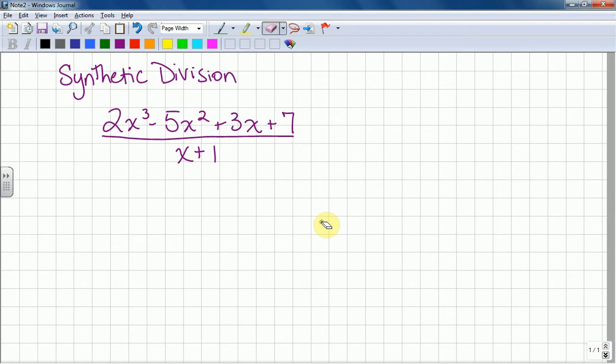Okay, today we're going to use synthetic division to help us divide polynomials. This is a shortcut method that you can use to solve division problems and to check to see if a polynomial is a factor of another polynomial.